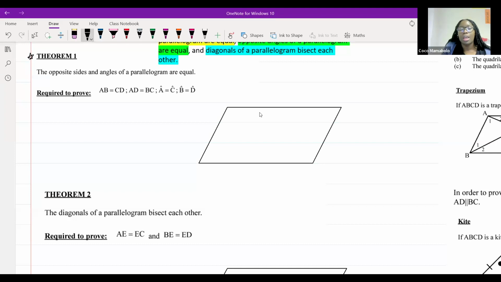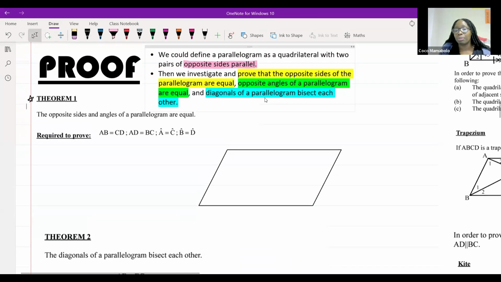Theorem 1 says the opposite sides and angles of a parallelogram are equal. So these are the two things that they want you to prove. Number 1, they want you to prove that opposite sides of a parallelogram are equal. That's what we're going to prove. They also want you to prove that opposite angles of a parallelogram are equal. So we're going to take those two things and prove them in one theorem.